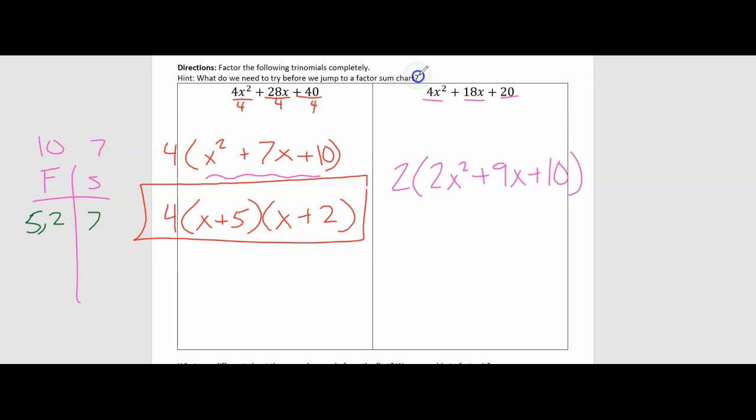Now, we can't use the factor sum chart here because the a value is 2. It's not 1. So the factor sum chart method is not going to work. So even though we could find and factor out a GCF, it did not make the a value 1. So we're kind of stuck, or at least we were stuck up until today. Today we're going to learn a way to factor something like this, where the a value is some number other than 1. Okay, let's go down and talk about how to do that.